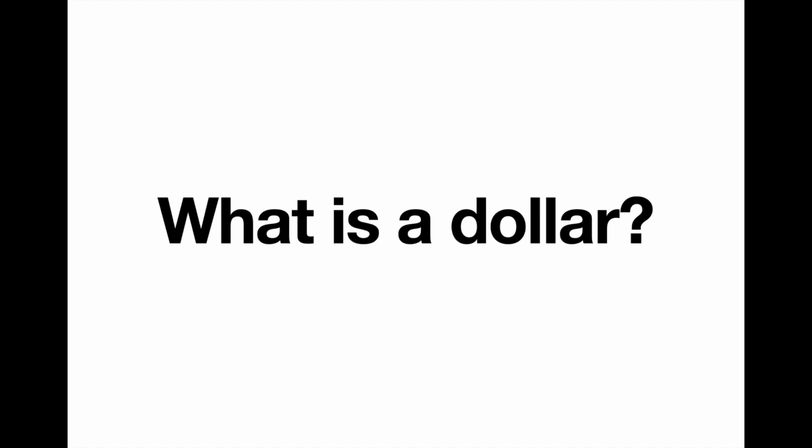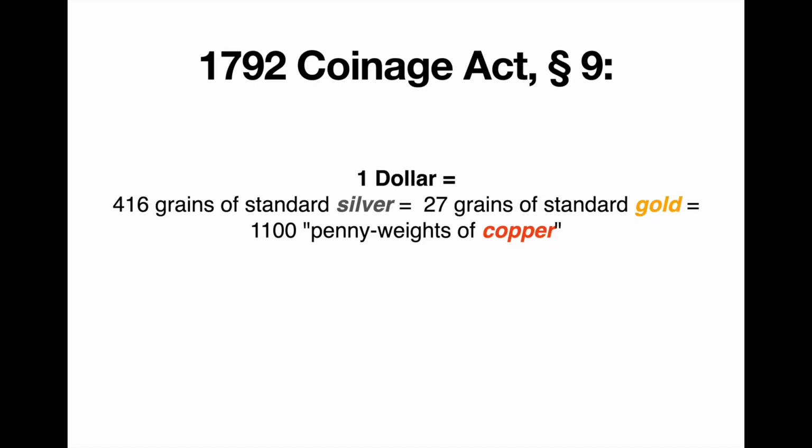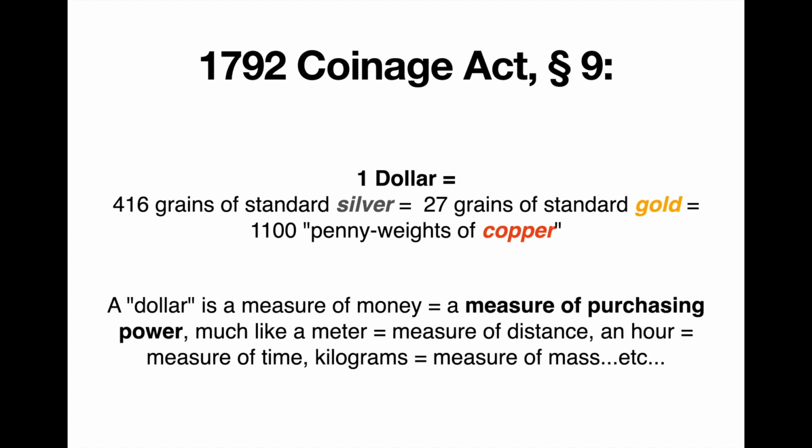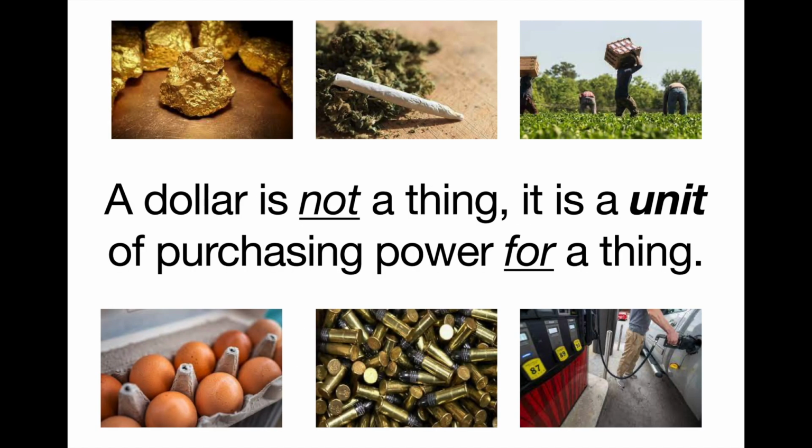Therefore, the natural question is, what is a dollar? A dollar, according to the 1792 Coinage Act, means a measure of silver, gold, or even copper. A dollar is a measure of money. It's a measure of purchasing power, much like a meter is a measure of distance, an hour is a measure of time, a kilogram is a measure of mass, etc. A dollar is not a thing. It is a unit of purchasing power for a thing. For example, you may say, give me $1 of eggs, or give me $1 of wheat, or give me $1 of gas. We use this term all the time.